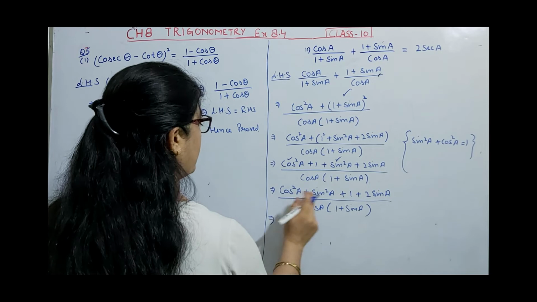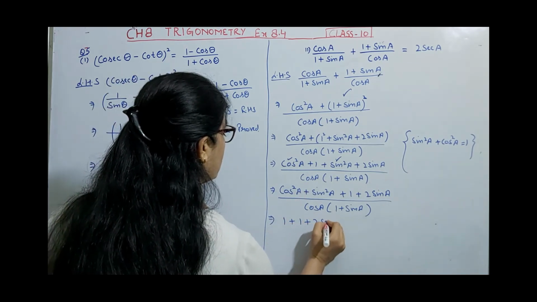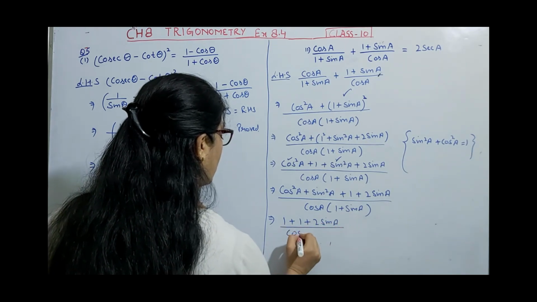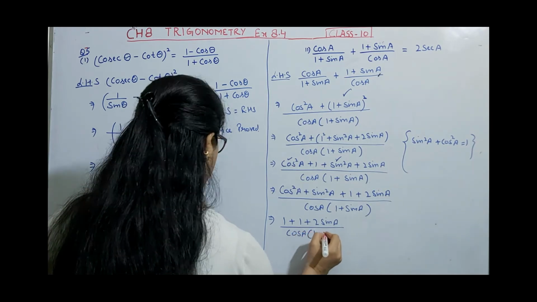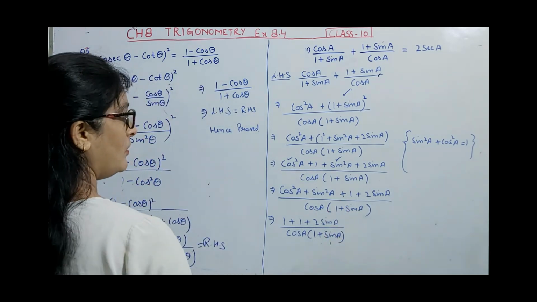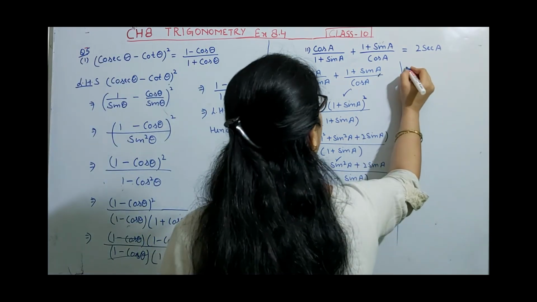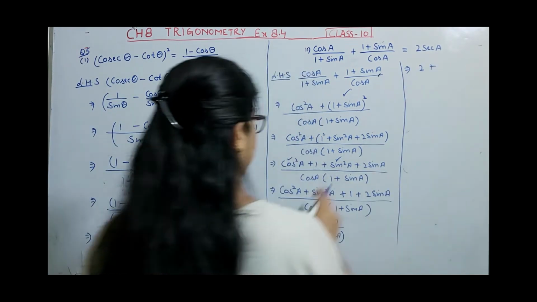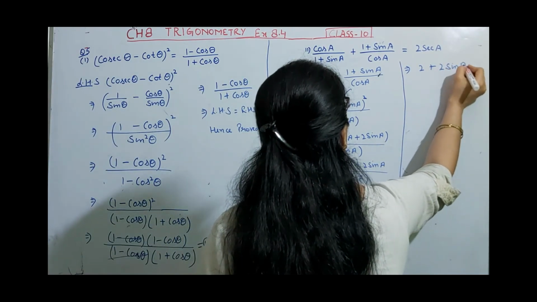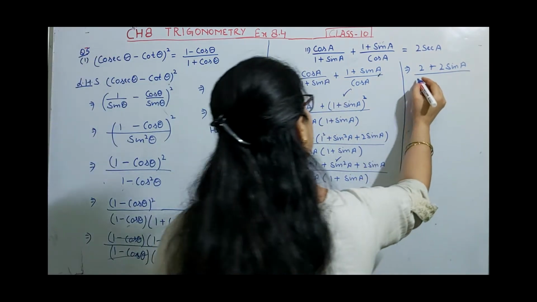Now in the next step it becomes 1 plus 2 sin A divided by cos A (1 plus sin A). Now here 1 plus 1 is 2, plus next is 2 sin A, divided by cos A (1 plus sin A).